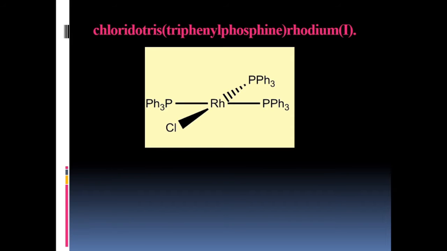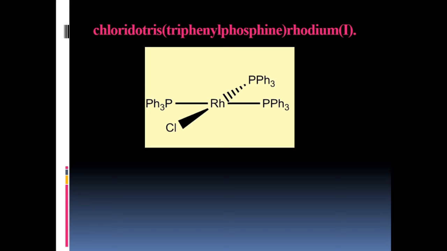This is the structure of Wilkinson's catalyst, tris(triphenylphosphine)rhodium chloride. In this complex, the central metal atom is rhodium, which has a +1 oxidation state. It is a tetra-coordinated species. Two atoms are above the plane and two are below the plane.